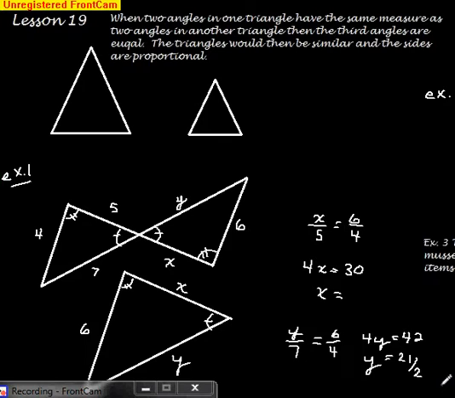Okay, let's get into lesson 19. I'm going to reverse lesson 19, do the similar triangle part first, since we just talked about similar triangles.